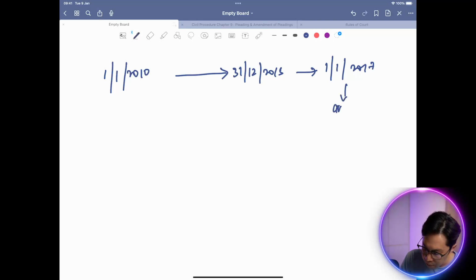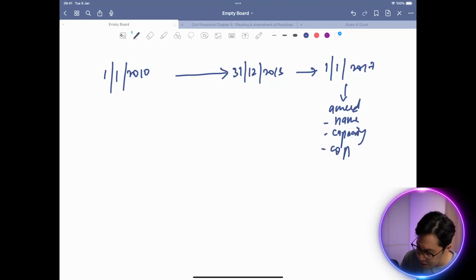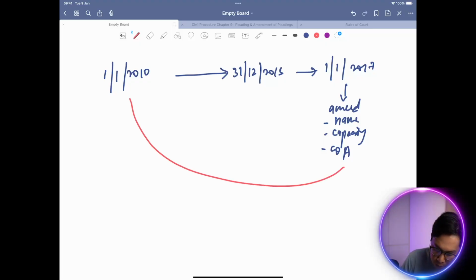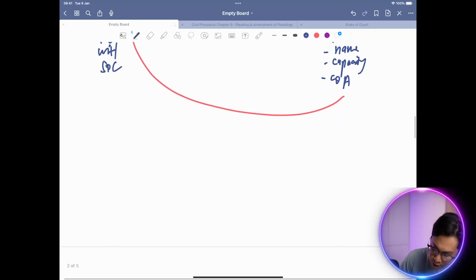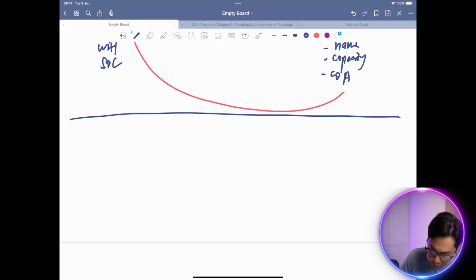You amend here. Let's say you amend the name, capacity, or cause of action. Let's say it's satisfied. It's what we call the doctrine of relation back. It goes back as if this amendment was done on the date where you filed the writ or statement of claim. So for this defendant, now it's like this.